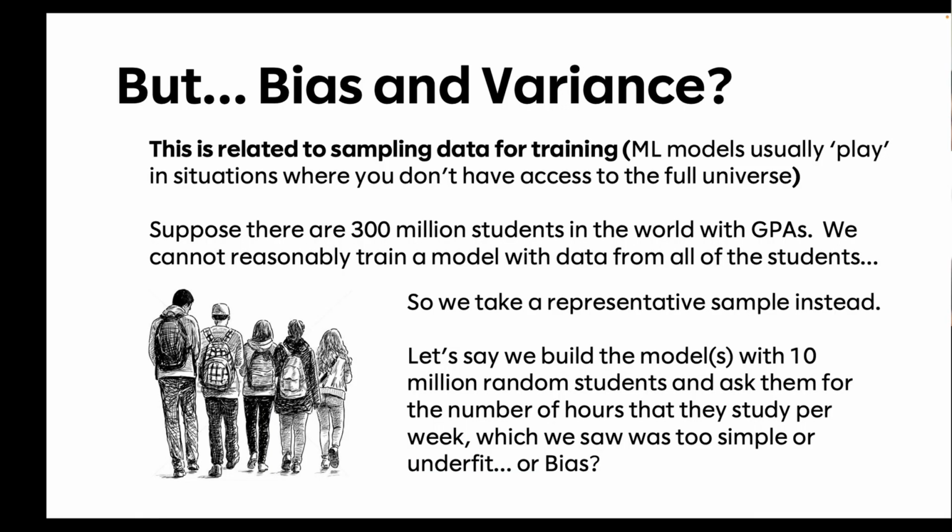So you have to take a sample, and a representative sample is very important. In this case, suppose there are 300 million students in the world with GPAs. You can't reasonably collect all this information about all these students and train a model that way. So you take a representative sample. Let's say we build models with 10 million random representative sample students. You build one model with that, and you ask them, what's your GPA and how many hours a week do you study? Then you take another 10 million and do the same thing. You take another 10 million, take another 10 million. We say that that's underfit, right?